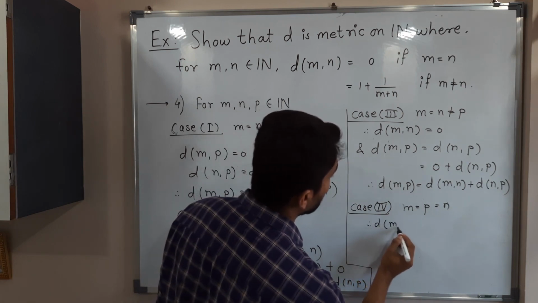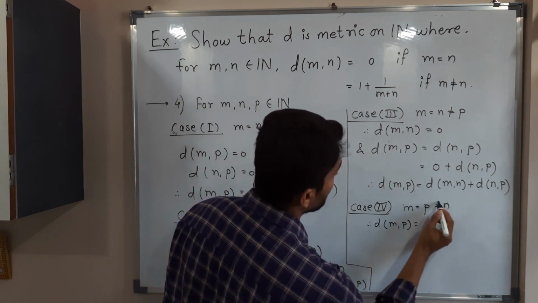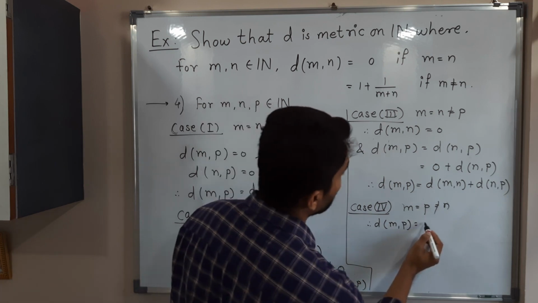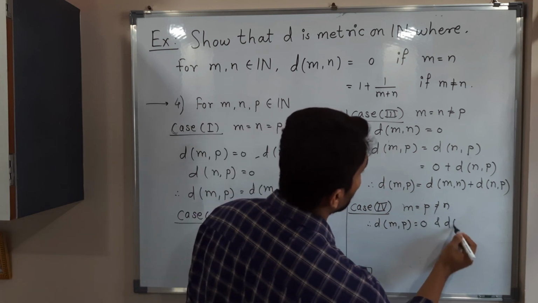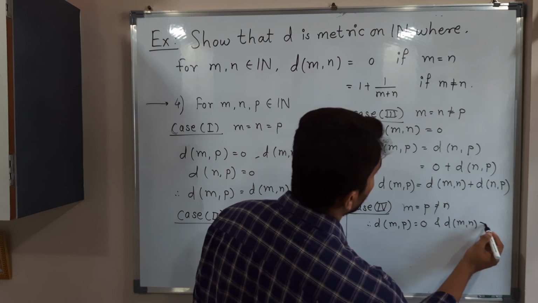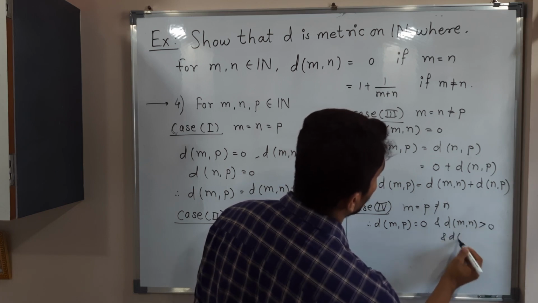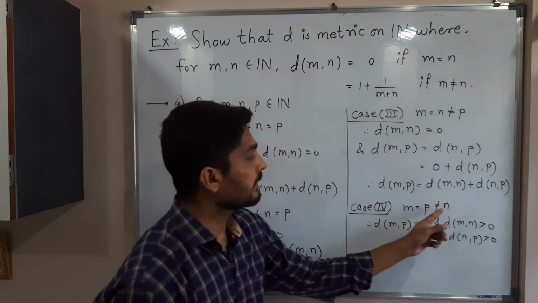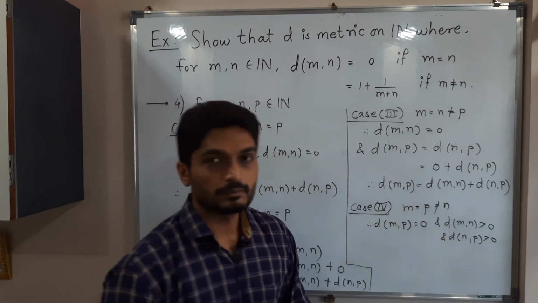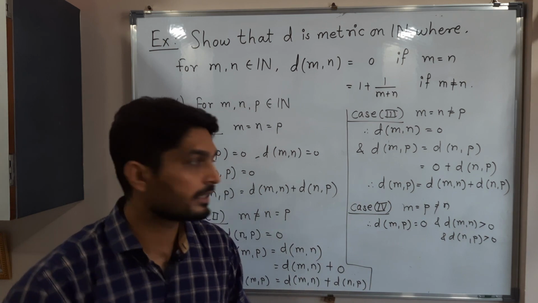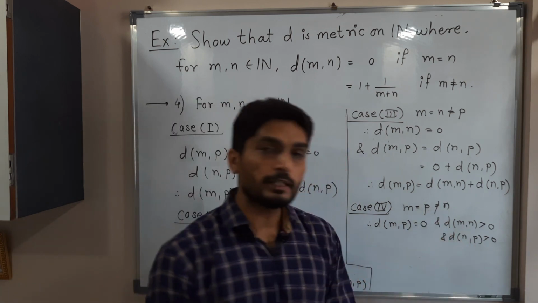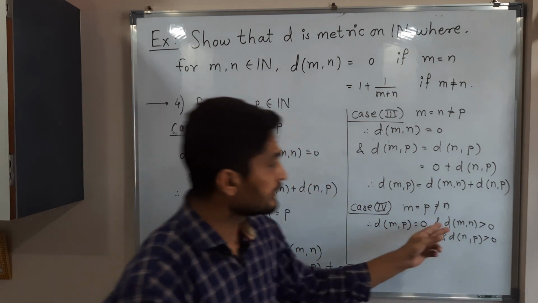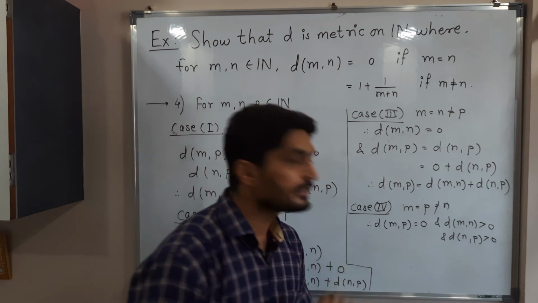Obviously d(m,p) = 0 and d(m,n) > 0, and d(n,p) is also greater than 0. See, m and n are two distinct points, so its value will be non-zero and greater than 0. And in the case of n and p the same thing will happen. This is greater than 0, and the next one is also greater than 0.